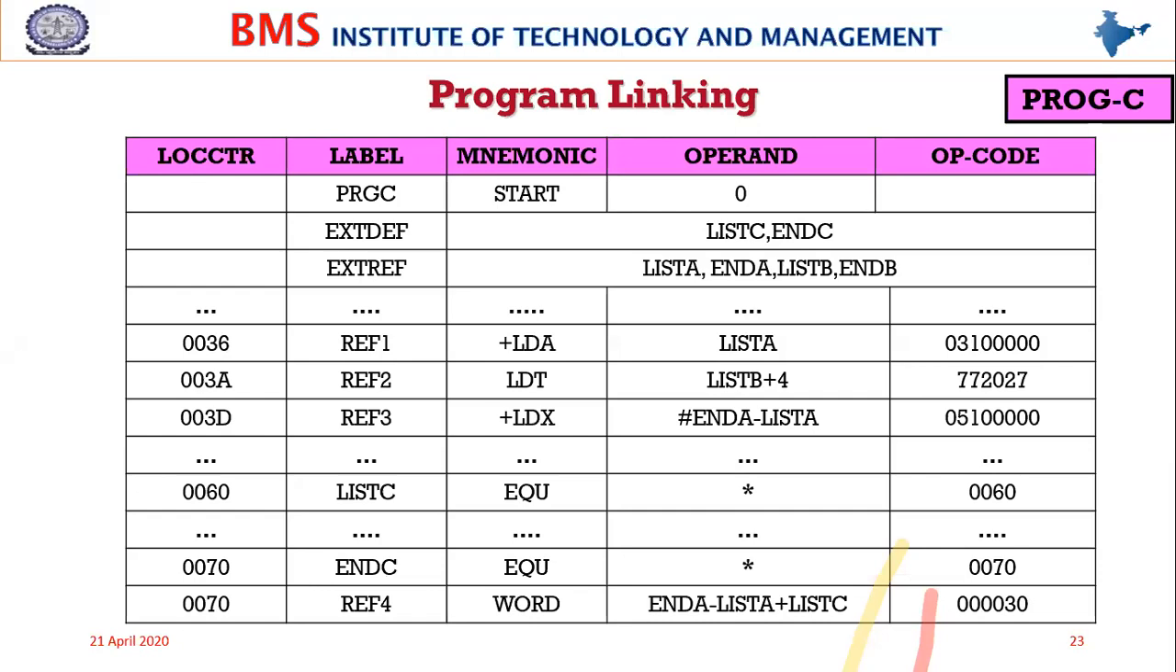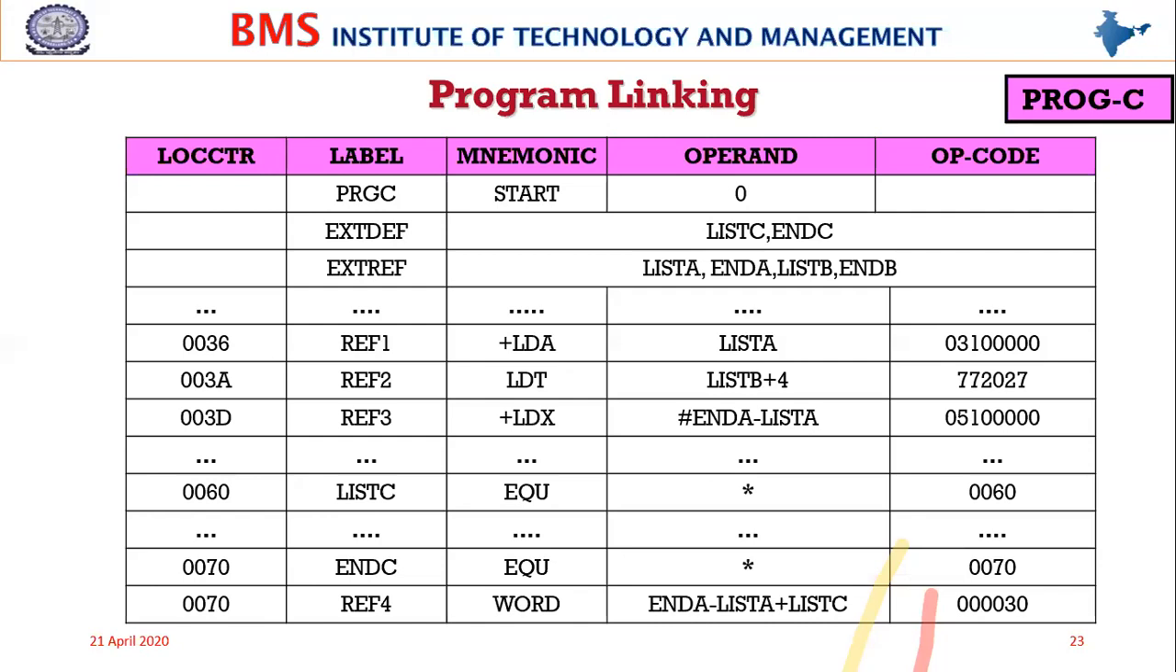Similarly, I have list C and end C defined at 0060 and 0070. At 0070, we have ref4, which has NDA minus list A plus list C. I don't need a modification record for list C, but I need modification records for NDA and list A. Since NDA and list A have already been counted, I don't need to add another extra modification record. So we need 1, 2, 3, 4 modification records. The highest number of modification records is consumed by program B.